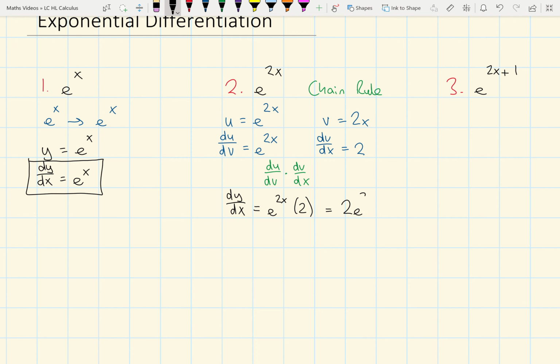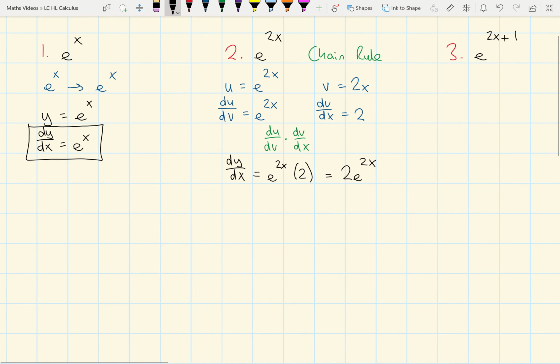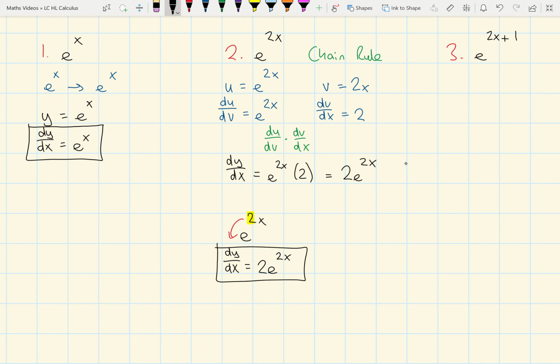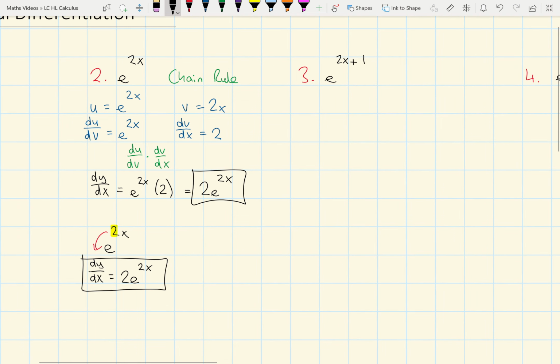So we get 2e to the power of 2x, or the other way to approach this type of question is we have e to the power of 2x. We're going to take our power and bring it down. So we get dy/dx is equal to 2e to the power of 2x. And that's it done. So slightly different approaches, but we'll get the same answer. Okay, so question 3 now.